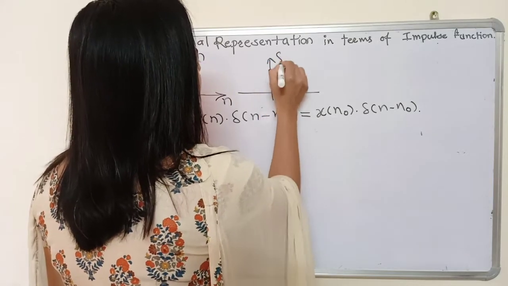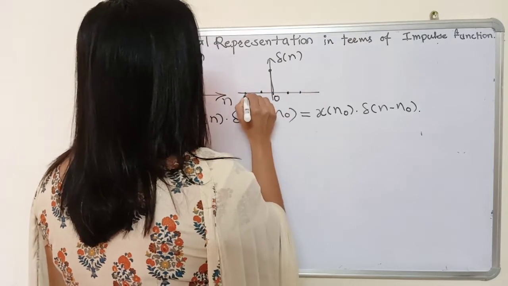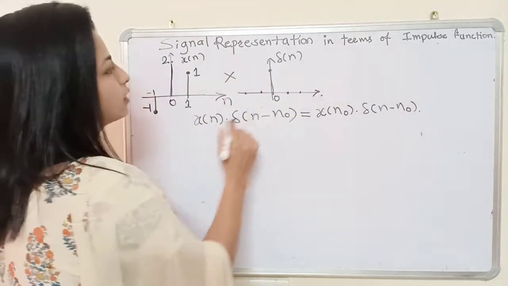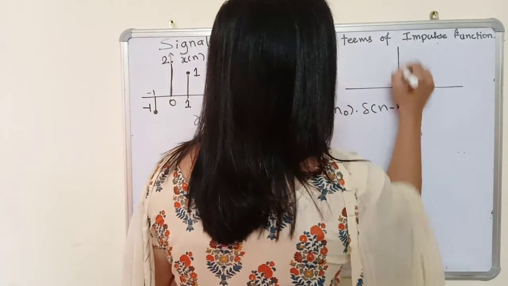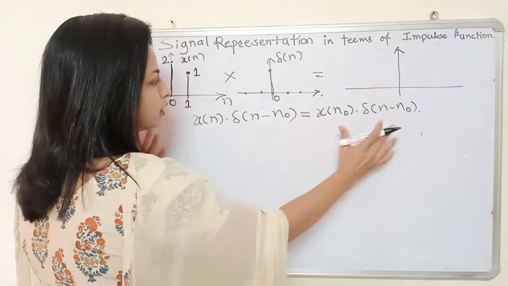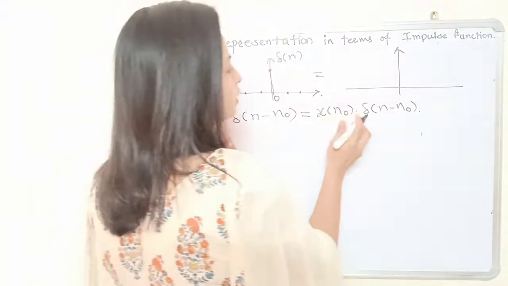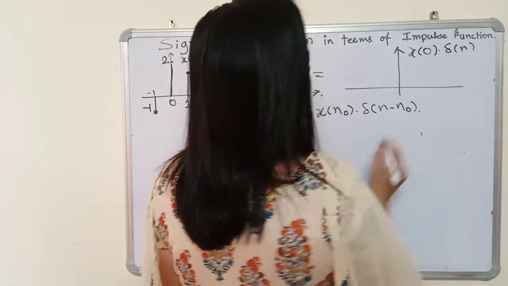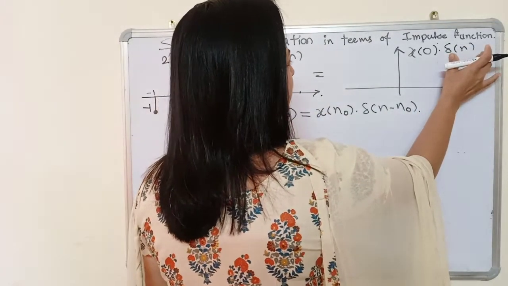So here I'm taking del of n. It is 0 at all positions except 0. When I multiply this signal with this signal, what am I going to get? I'm going to get a signal like this. I'm writing it here by observing this property. The shift is 0, so x of n0 will be x of 0. So x of 0 del of n, where del of n minus n0 is written as del of n only.